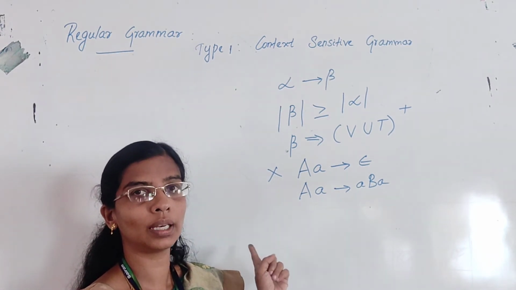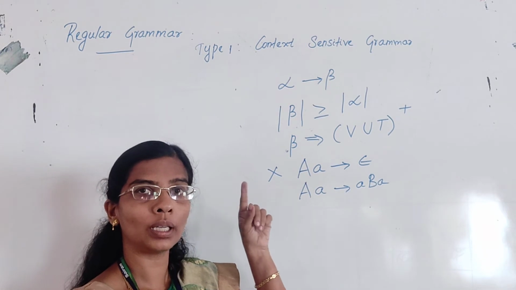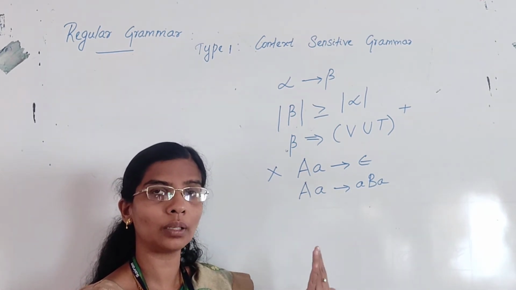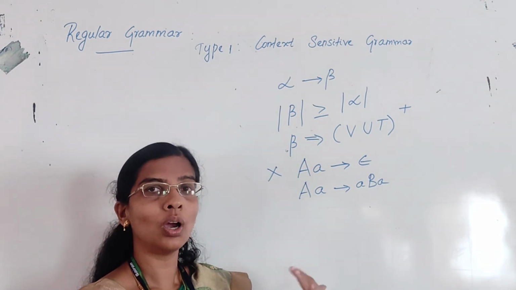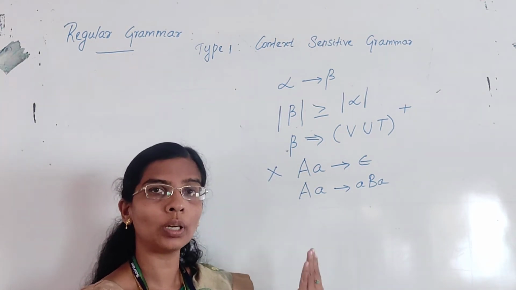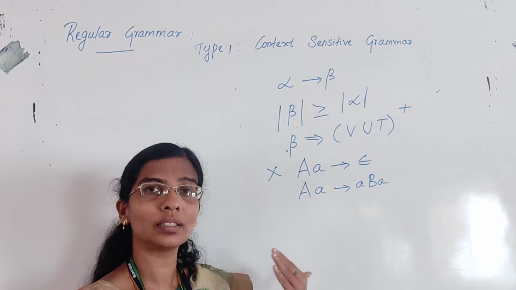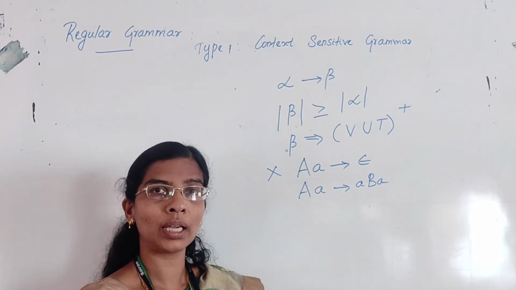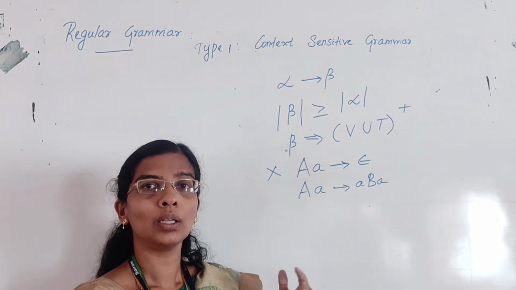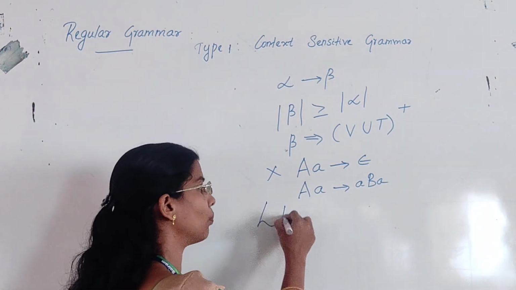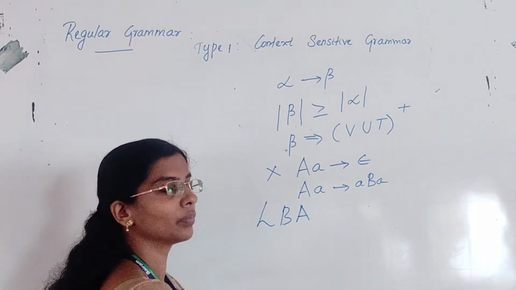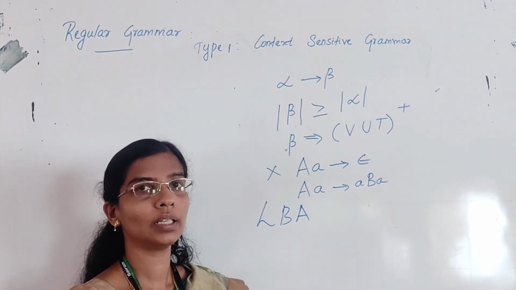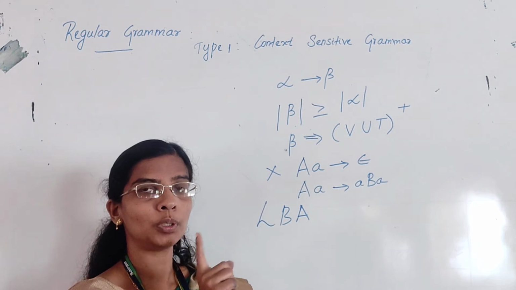Type 1 grammar or context sensitive grammar, and the corresponding language is type 1 language. This type 1 language, or context sensitive language, is accepted by LBA, linear bounded automata. Hope you got the difference between the two.